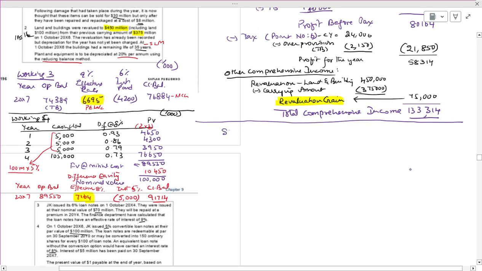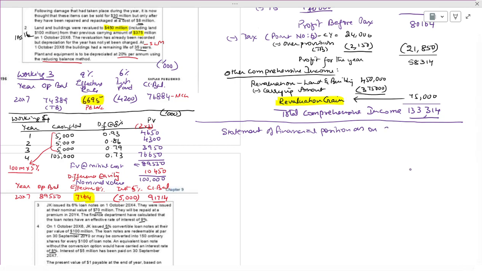Statement of equity. Statement of financial position. As on, okay, that is for the year ending. This is as on 30th September 2007.